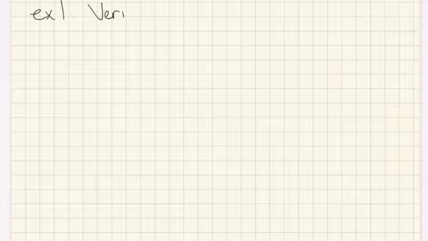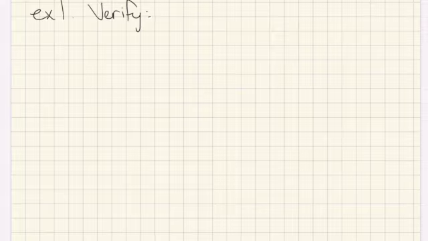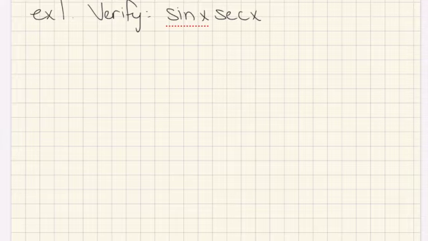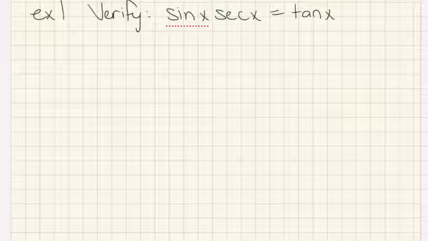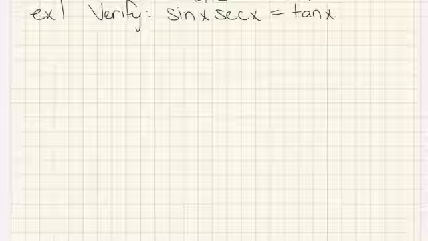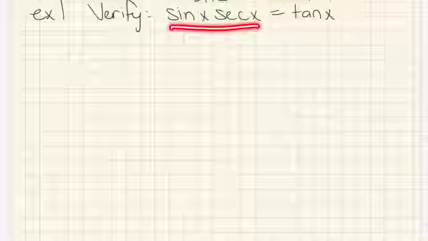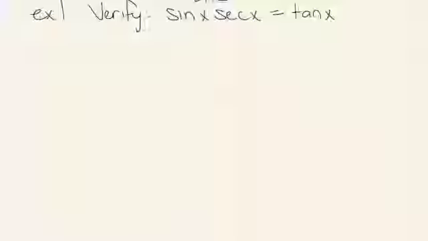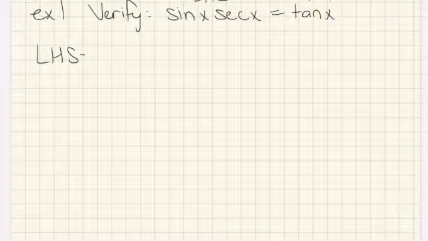For example 1, we were given to verify sine of x times secant x is equal to tangent x. Now, first off, we are going to look at the equation in two parts, the left-hand side and the right-hand side. We're going to focus on the left-hand side because it is more complicated and it can be simplified.